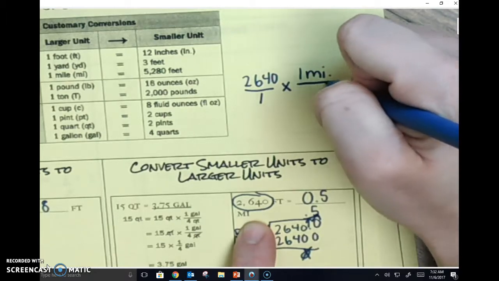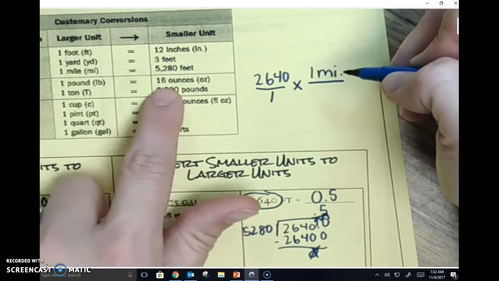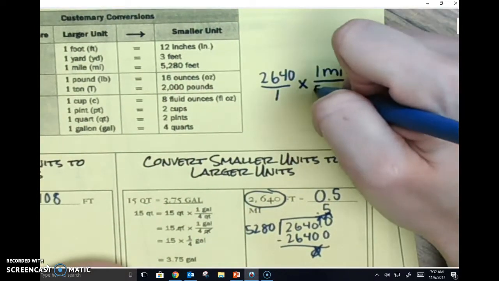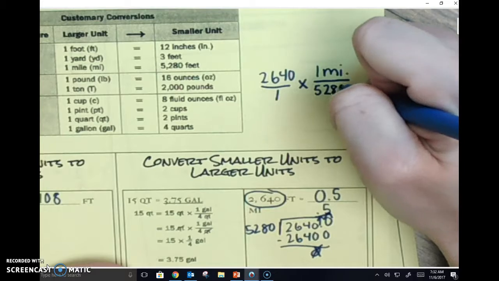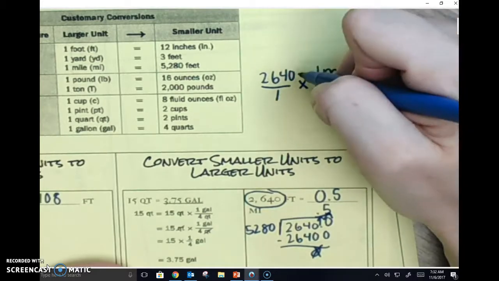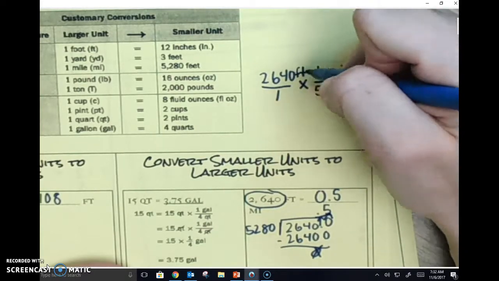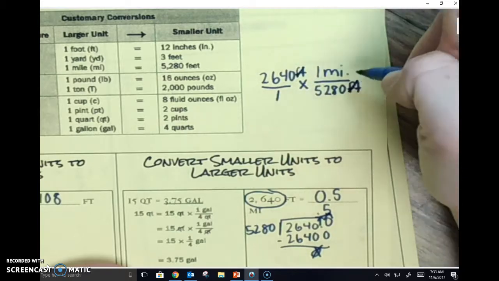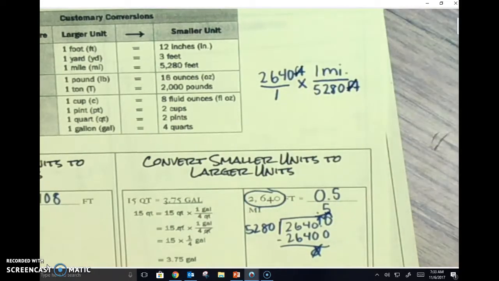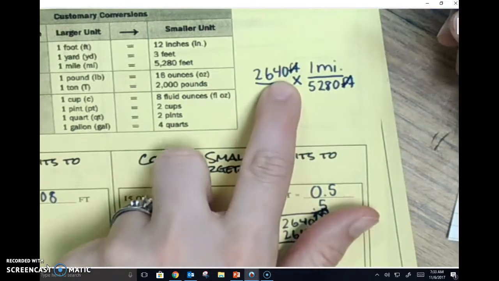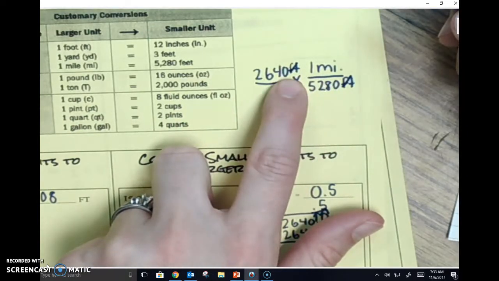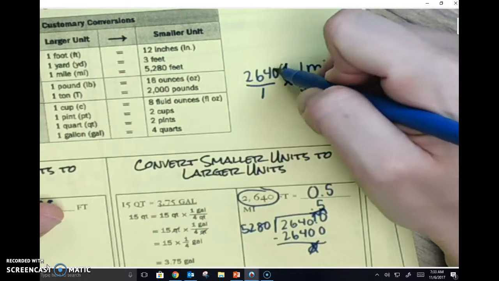And then we decided that there's 5,280 feet. So 5,280 feet. And this is also feet over here. So our feet cancel off because of the cross canceling. And now you see how they both have a 0 at the end. That means we can divide by 10 and easily take those off.